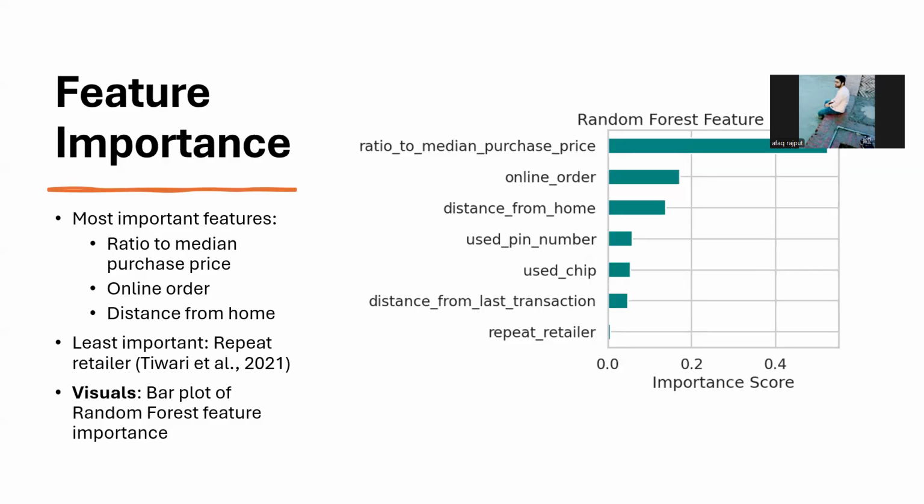We checked which features are most useful for fraud detection. The top 3 features were ratio to median purchase price, whether it was an online order, and distance from home. The repeat retailer feature had very little impact on fraud detection. The next slide is about preprocessing and transformation.